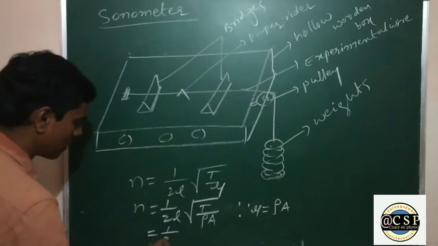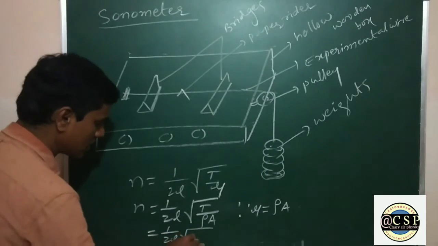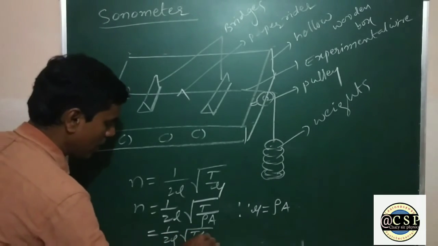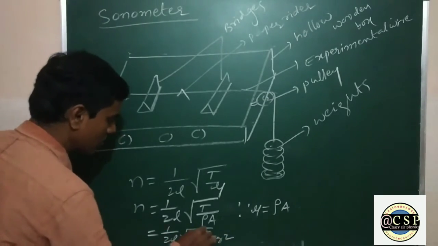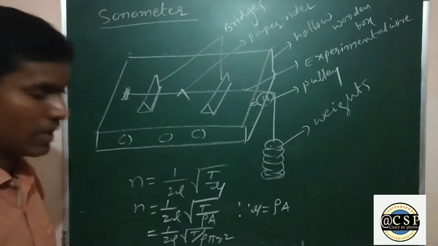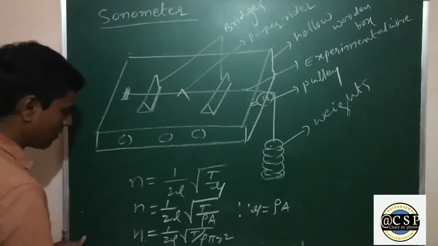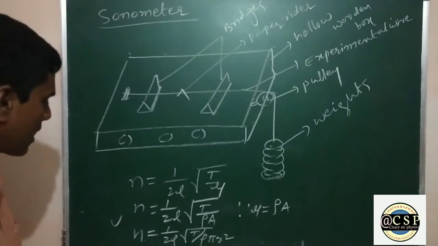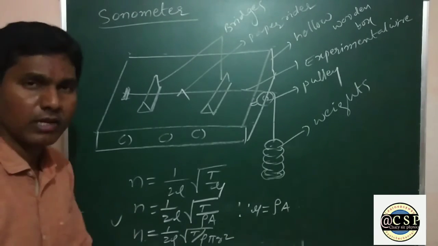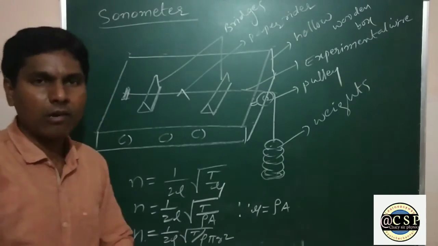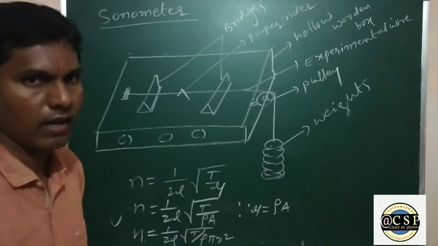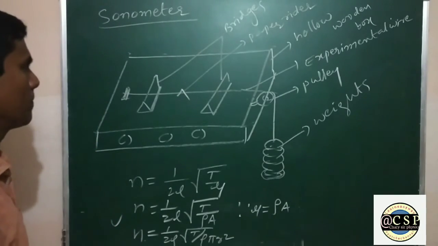That equals 1 by 2L under root of T by rho into pi r square, taking the area of the wire as pi r square. This is the frequency. So the frequency can be written like this also: n equals 1 by 2L under root of T by rho pi r square.